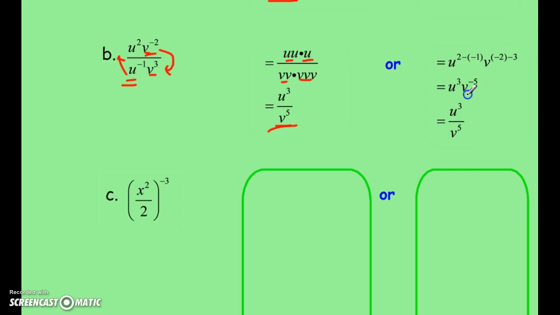Well, we have that negative exponent. It can't exist where it's at. It's grumpy. It needs to be sent downstairs or to the denominator of the fraction. And now we get our final answer here.